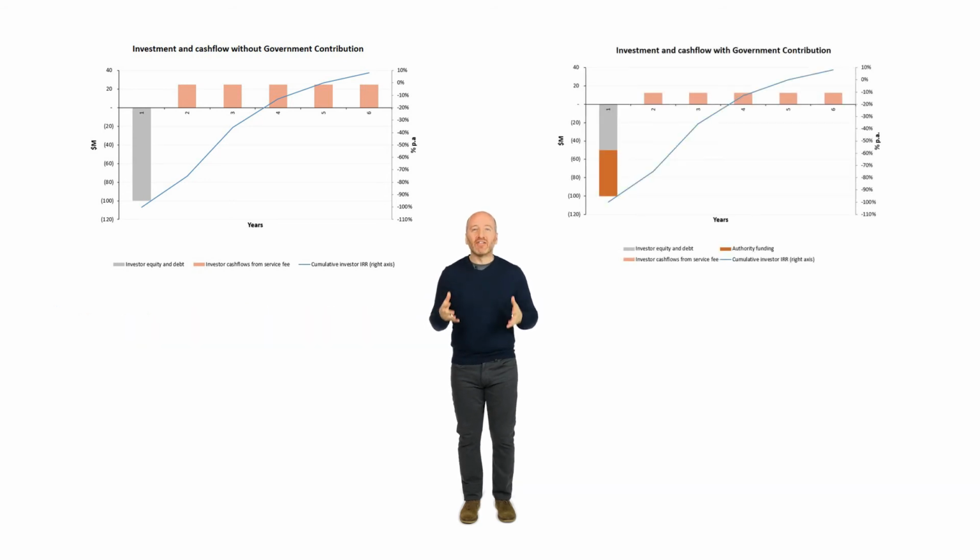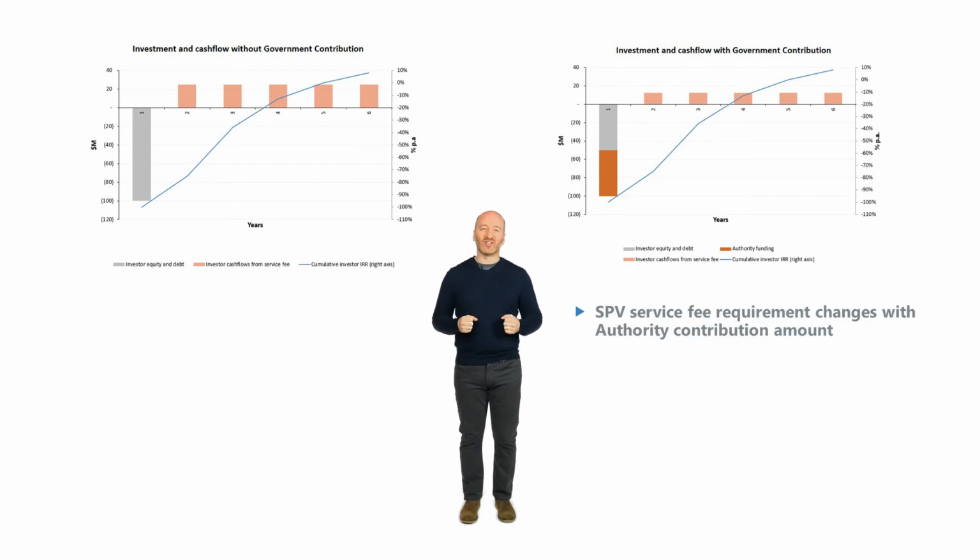Alternatively, if the government contribution is used to reduce the amount of debt and equity required by the project, the company can then reduce the service fee that it must charge to the contracting authority. This second approach to government contributions is commonly used in project agreements, so we will use it as the basis for our case study model.